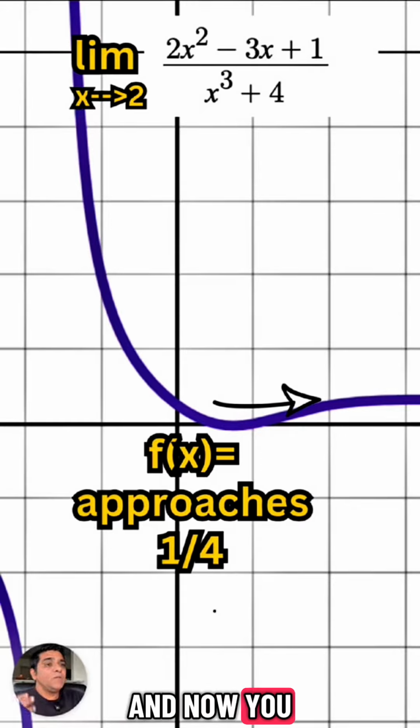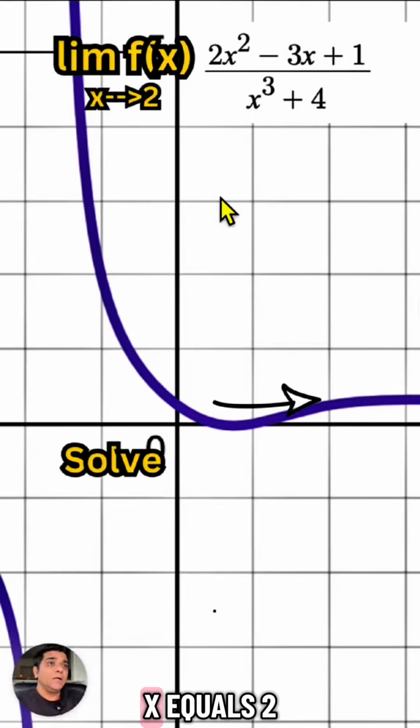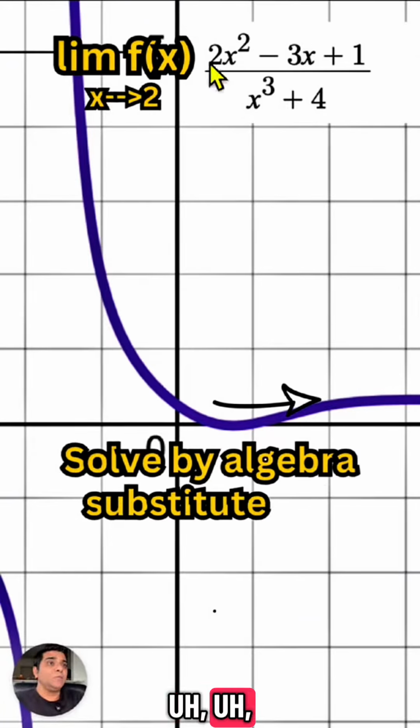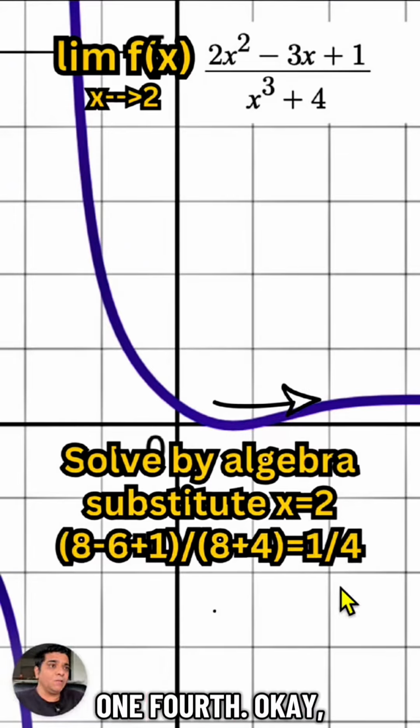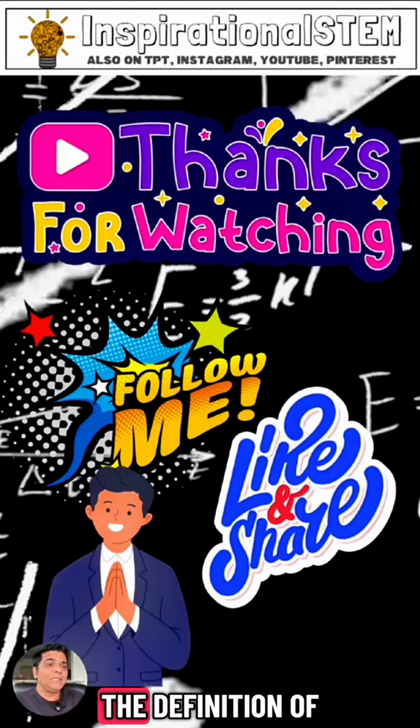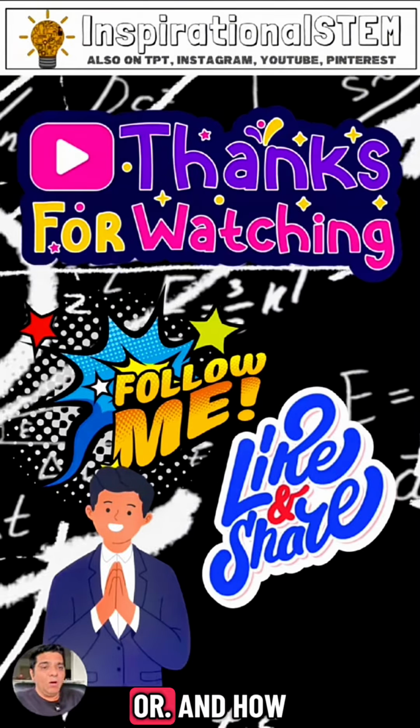Now you can also calculate that using algebra. If you were to substitute x equals 2 in our rational expression here, you can just calculate that using algebra, and you'll also get the same answer, 1/4. Okay, so that is the definition of a limit and how it works in this particular example.